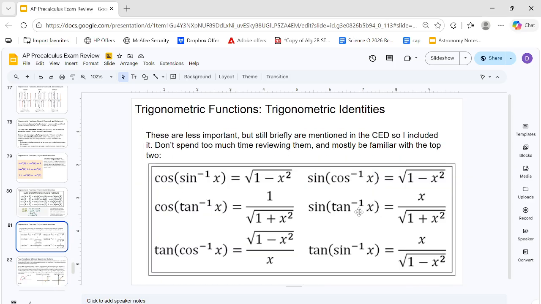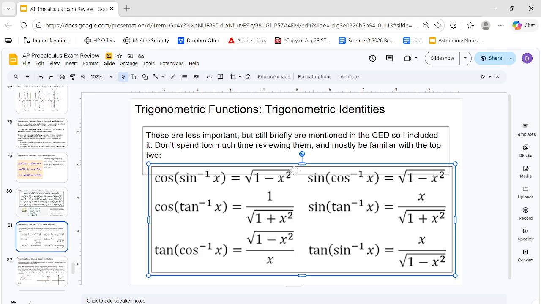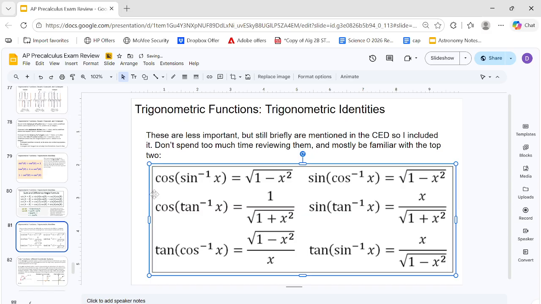Alright, trig identities. These ones, I would just focus on the top two if you're going to memorize them at all. So cosine of sine inverse of x is equal to sine of cosine inverse of x, which is the square root of 1 minus x squared. Don't spend too much time on that, though.